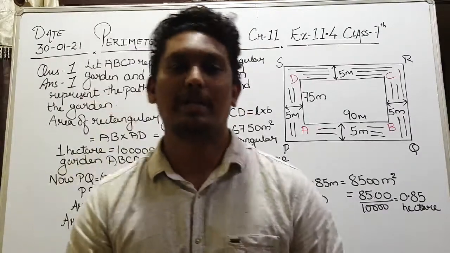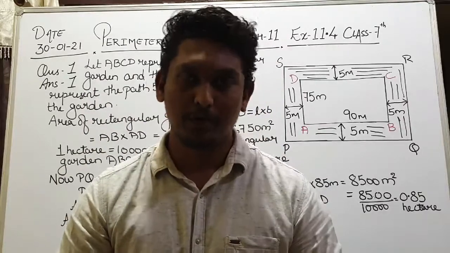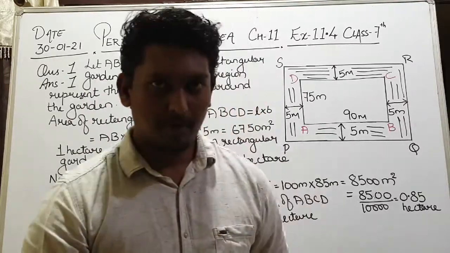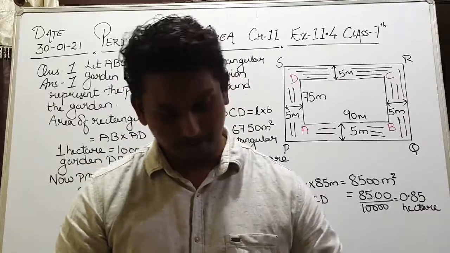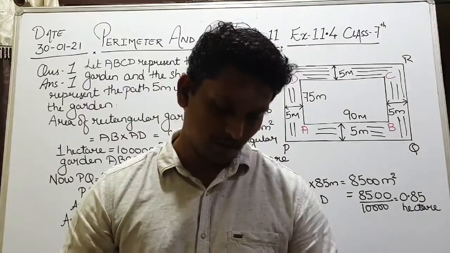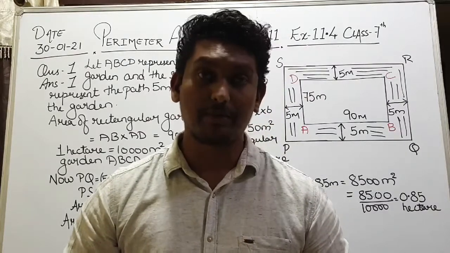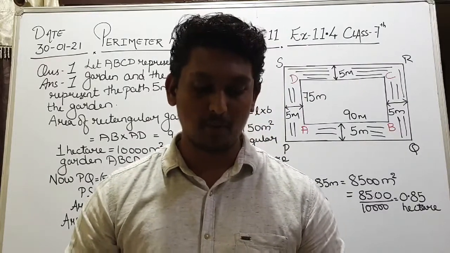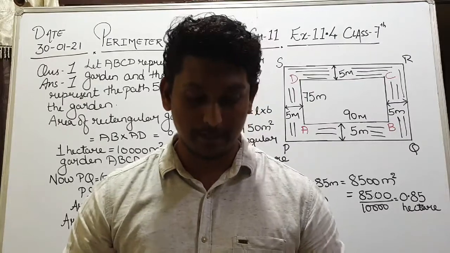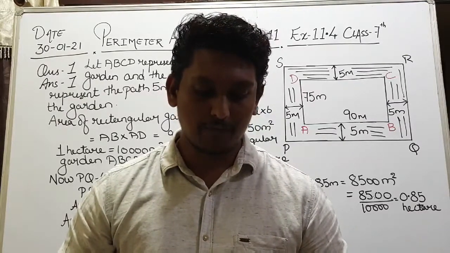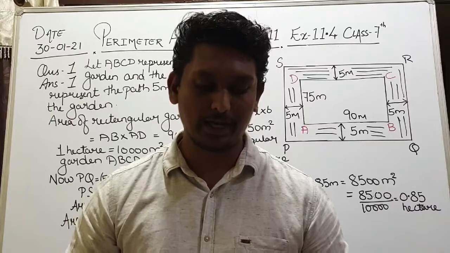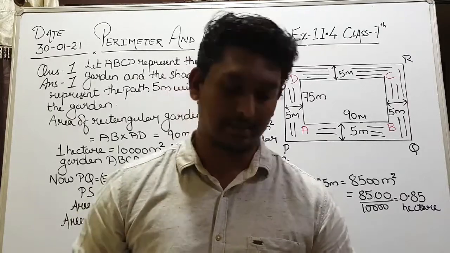So today we are going to start the next exercise, that is 11.4. So we are going to start with question number 1. So I am reading the question. A garden is 90 meter long and 75 meter broad. A path 5 meter wide is to be built outside around it. Find the area of the path. Also find the area of the garden in hectares, right?